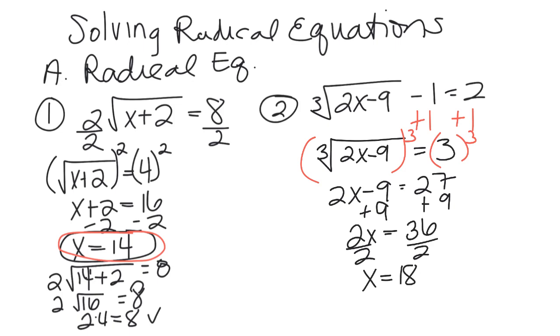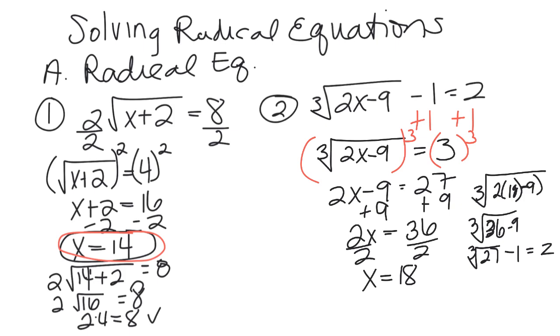Now, extraneous solutions aren't really an issue with the cube roots because the cube root is allowed to be negative underneath, because odd powers end up negative. But if we plug this in real quick just to make sure we did everything right, we should get the cube root of 2 times 18 minus 9, which is the cube root of 36 minus 9, the cube root of 27. And then minus 1 should equal 2. That's 3 minus 1 equals 2, and it checks. So we did the problem correctly.